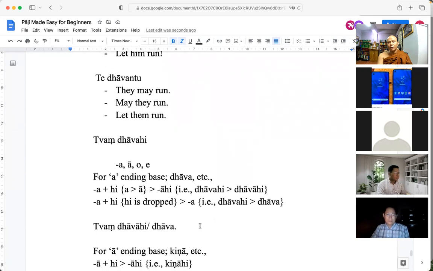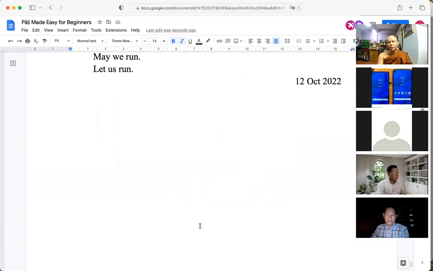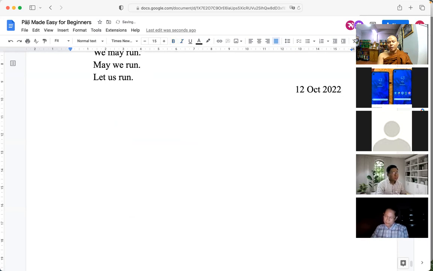We already know that. So we have four kinds of verb bases: ending in A, like dawa; ending in I, like gina; ending in O, like karo; and ending in E, like dese. Okay? So these are the bases.